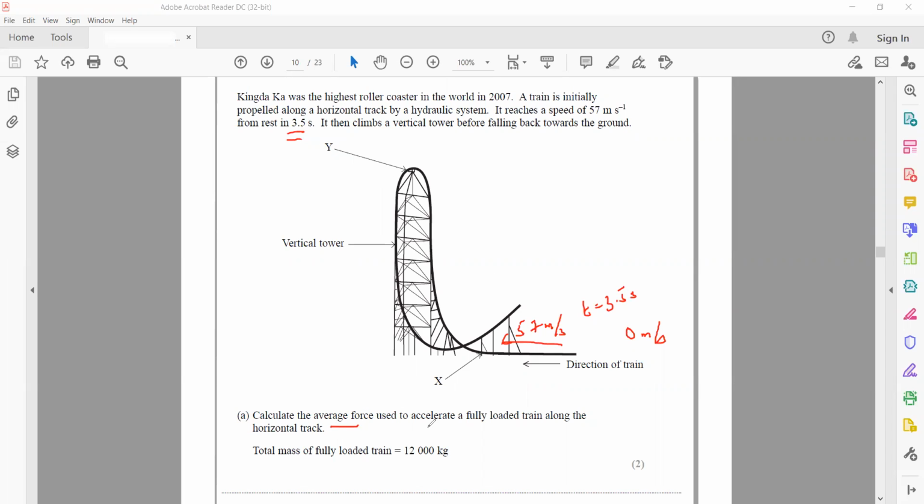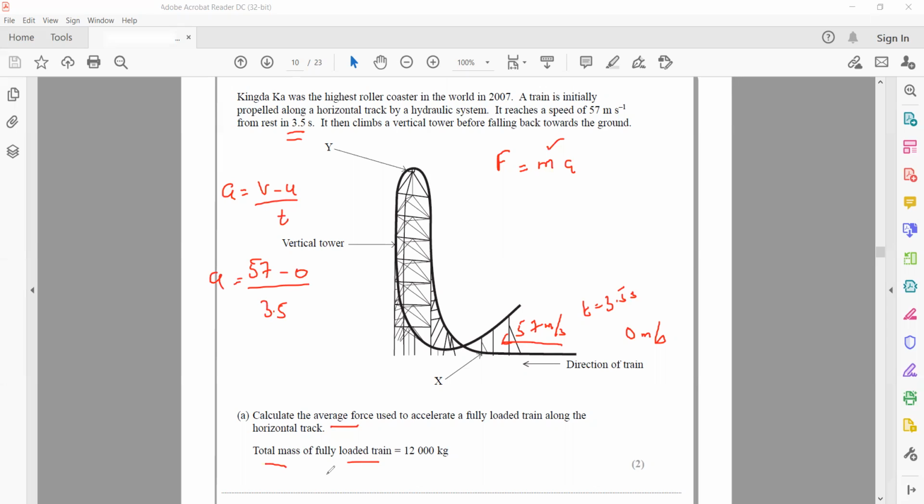Calculate the average force used to accelerate the fully loaded train along the horizontal track. The total mass of the fully loaded train is 12,000 kilograms. So we need the average force. F is equal to ma. We have the mass, but we don't know the acceleration. So how to work out acceleration? Acceleration is final velocity minus initial velocity divided by time. So final velocity is 57, initial is 0, and the time it took is 3.5.